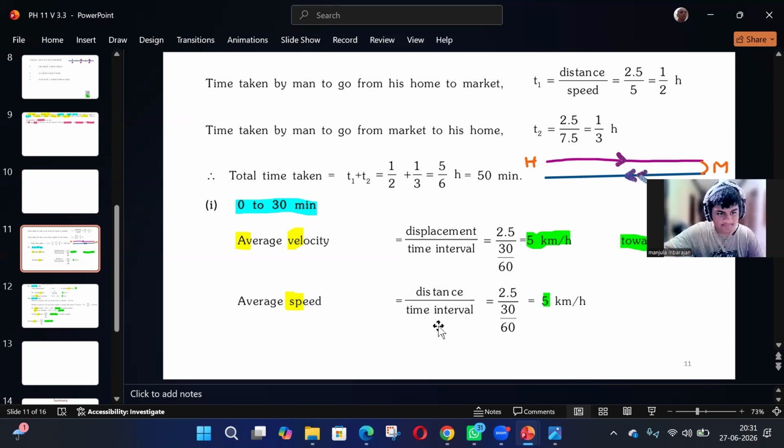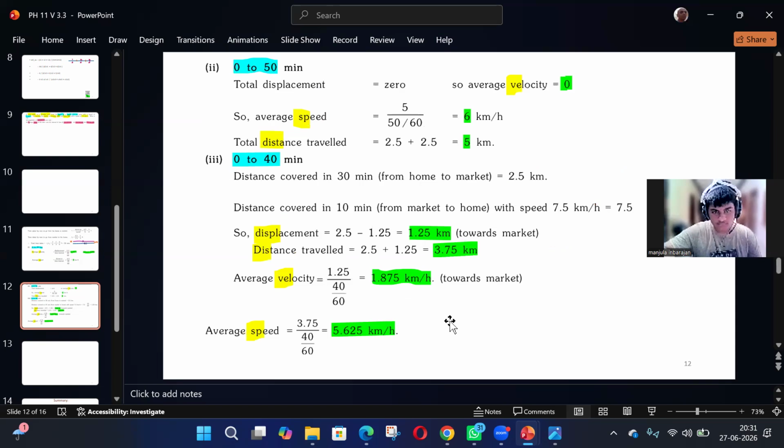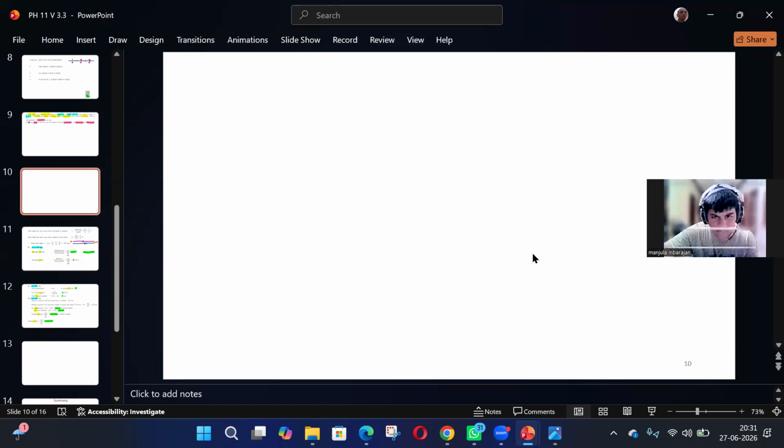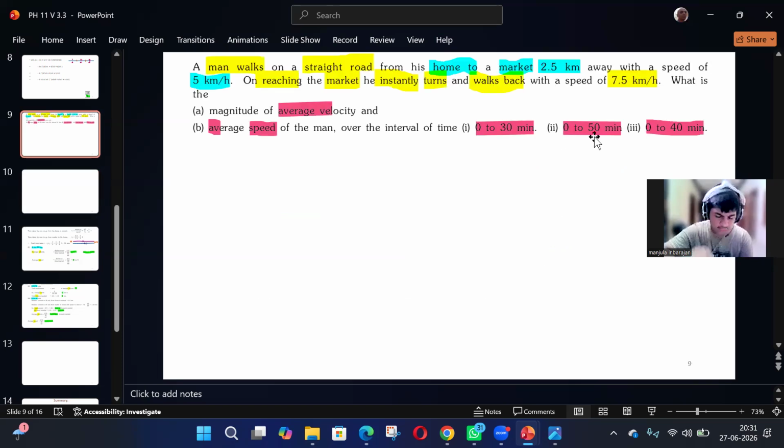So next, from 0 to 50 minutes. After that, 20 minutes is there, no? So in 20 minutes, where would I have reached? For the second part, in 50 minutes, 30 minutes I reach the market. So in the remaining 20 minutes, where will you be at the end of that 20 minutes after turning back from the market? So 7.5 into 20 by 60. How much distance does that correspond to?